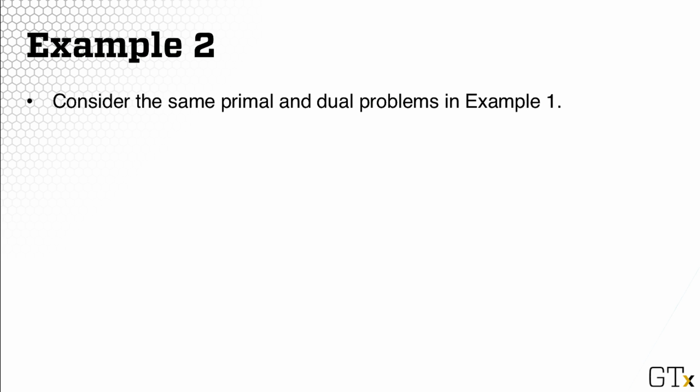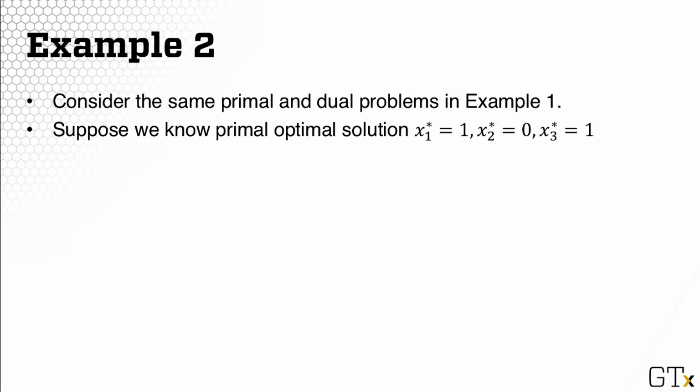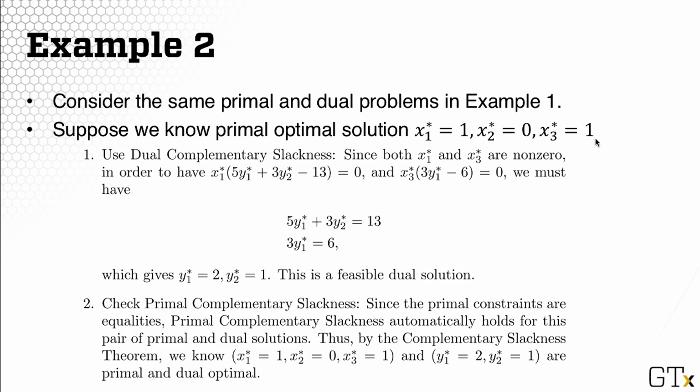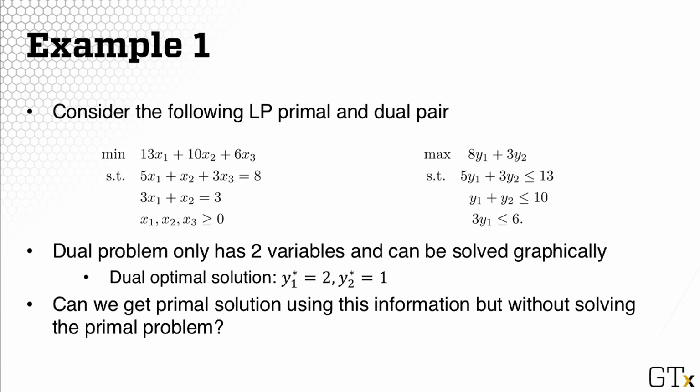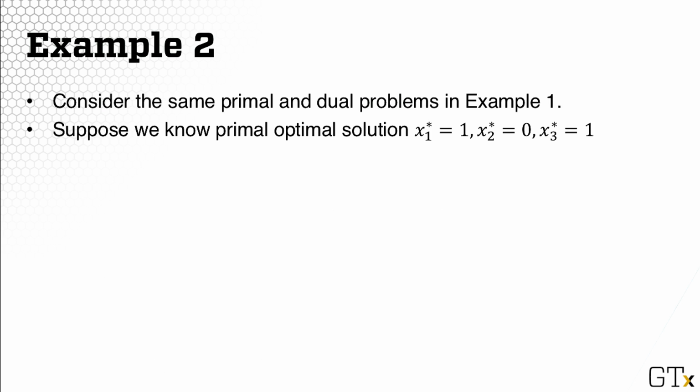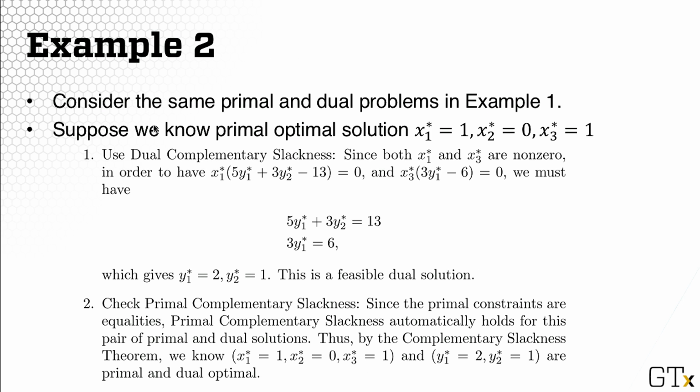You can do it the other way around using the same example. Suppose we know the primal optimal solution is 1, 0, 1. Can we get the optimal solution to the dual problem? Well, we can do the same. You can look at the slackness of the constraints. The primal problem has two equality constraints, so that means the primal complementary slackness condition automatically holds. Both primal constraints are active here.